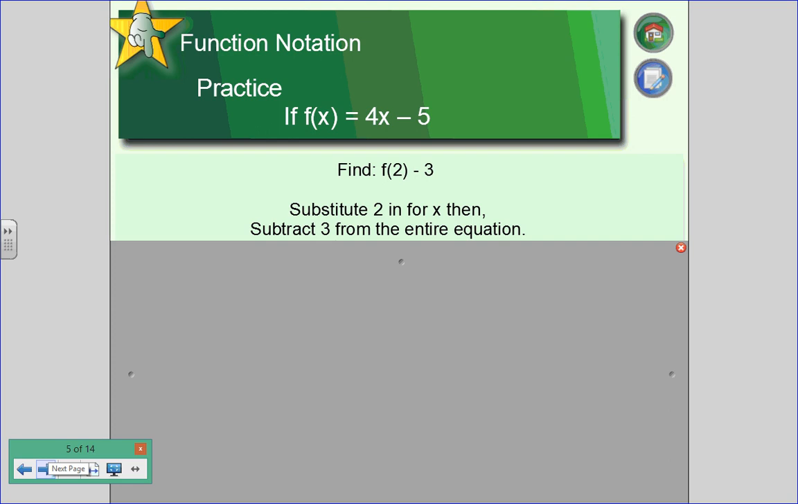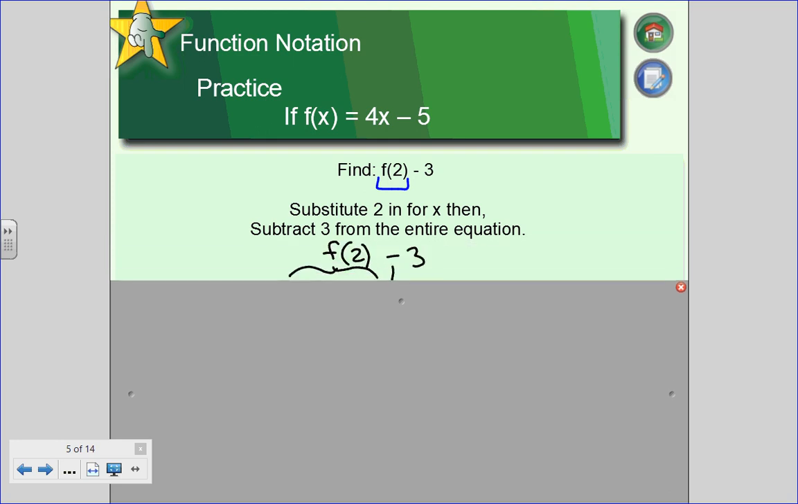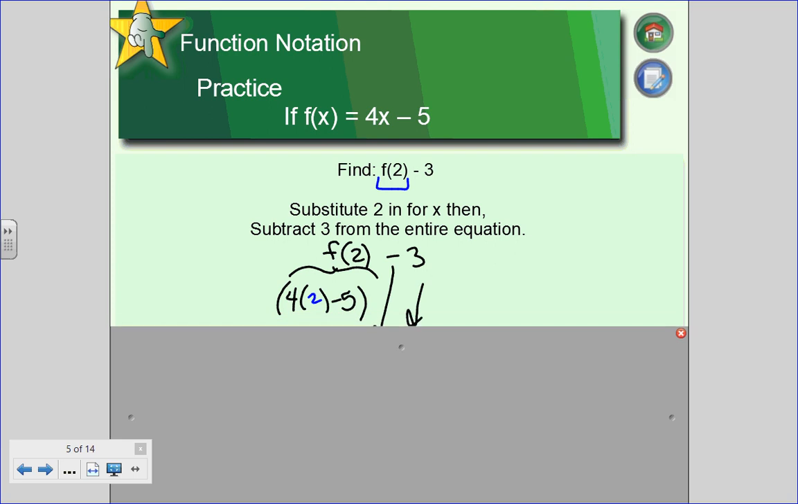Let's practice this one together. Now our function has changed. It's f of x equals 4x minus 5. And we're going to find f of 2 minus 3. So that means we're first going to focus on the f of 2, find that value, and whatever that number is, we will then subtract 3 from that value.